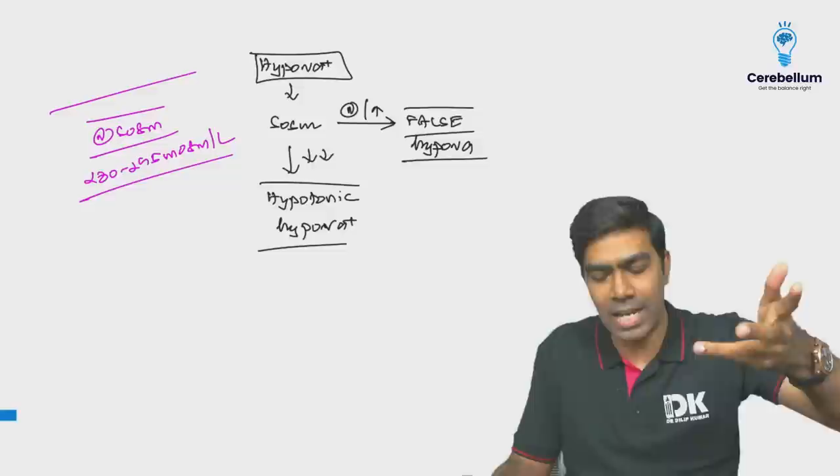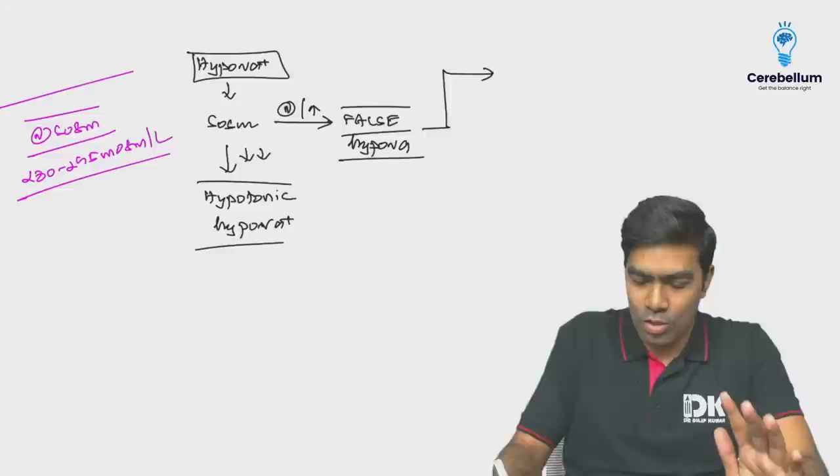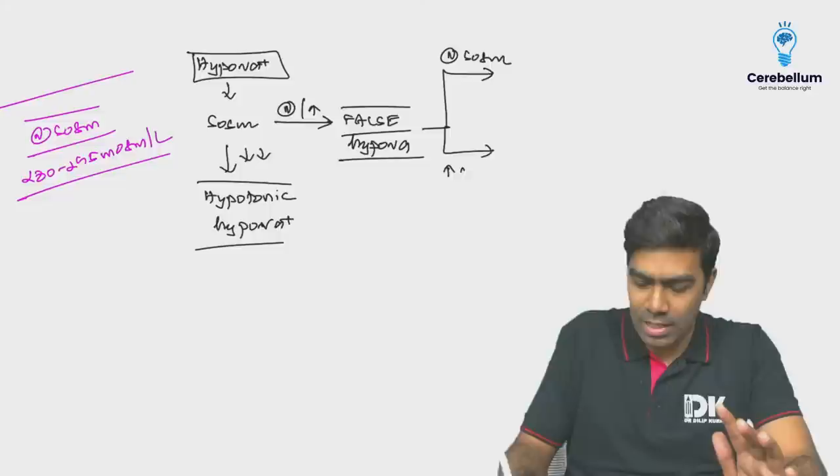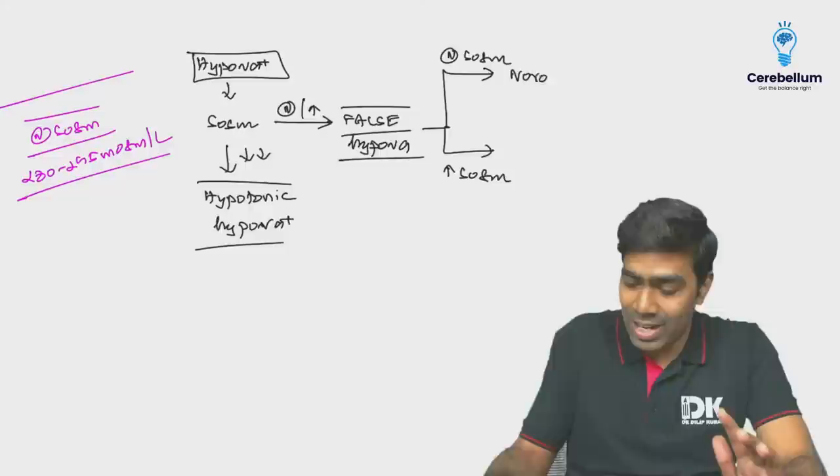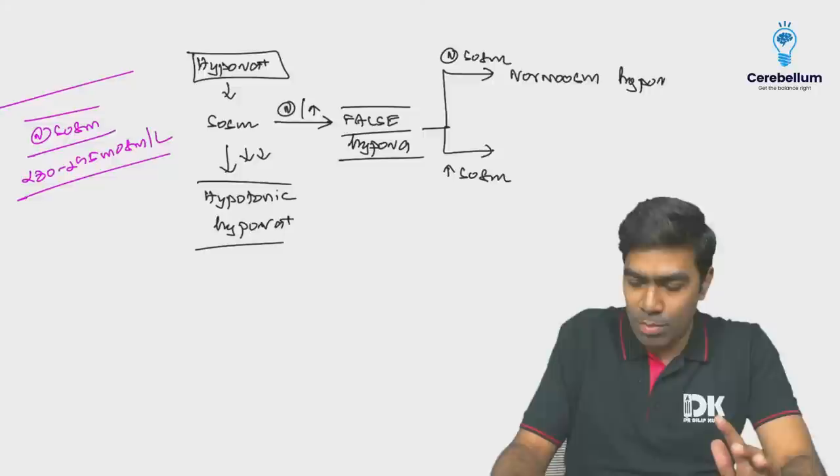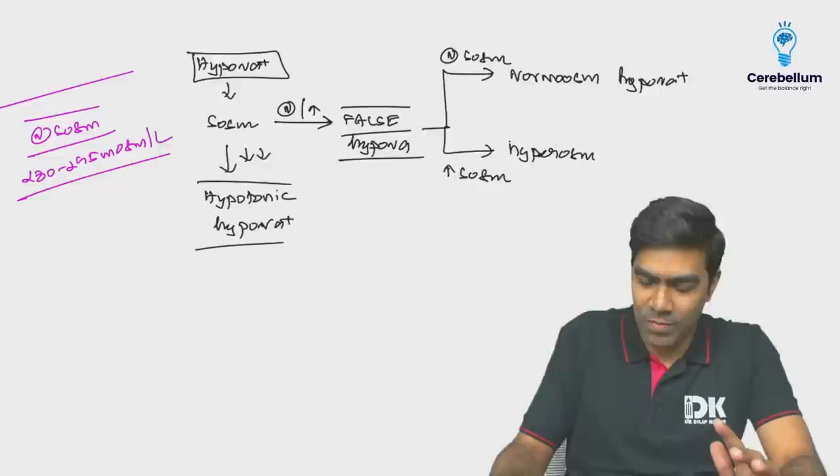If it's going to be false hyponatremia, what is the next step? See whether the serum osmolality is normal or increased. If the serum osmolality is normal, it is called normoosmolar or normotonic hyponatremia. If the serum osmolality is increased, it is called hyperosmolar hyponatremia or hypertonic hyponatremia.